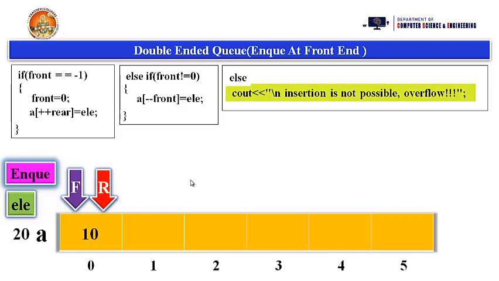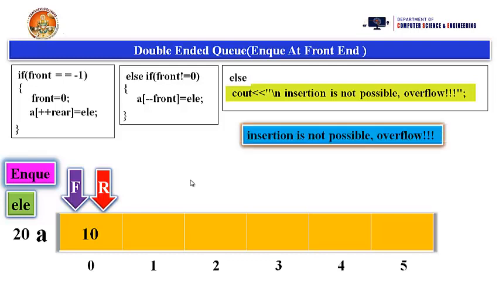So this is the disadvantage of the double-ended queue when you are enqueuing the element at the front end. Even though the queue consists of some space, there is no possibility to enqueue the element into the queue using the front end. Now suppose we have one more case here.